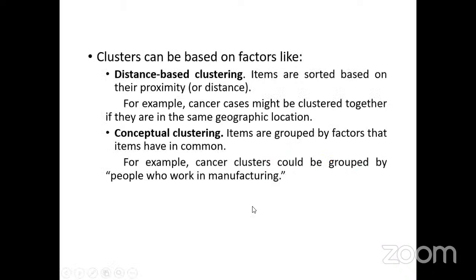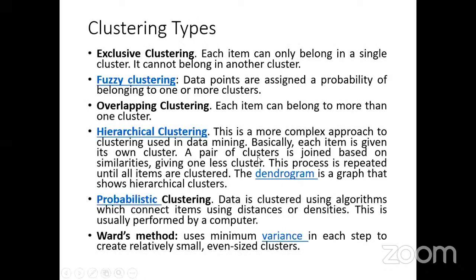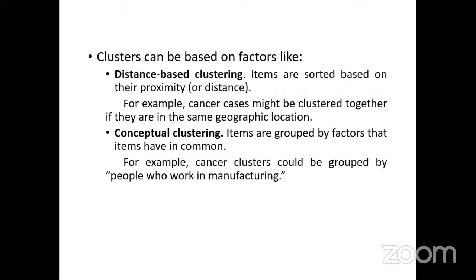Okay, this classification into clusters can be done based on two methods, that is distance based clustering and conceptual clustering. When you are talking about distance based clustering, the items are sorted based on their proximity, or how much distance there is between the different data points. Let us consider an example: cancer cases. We cluster them together based on their geographical location: cancer cases in Maharashtra, cases in Gujarat, cases in UP. Such a clustering is based on distance or geographical location. Therefore, it's called distance based clustering.